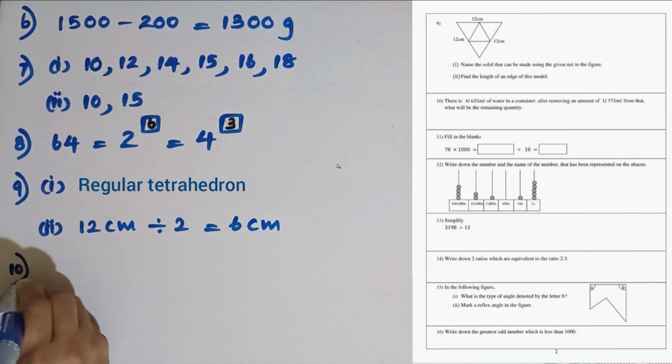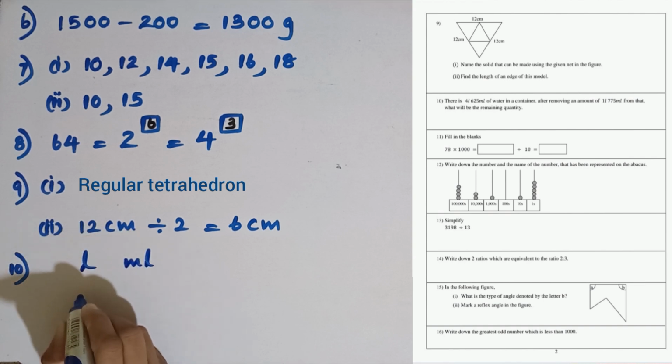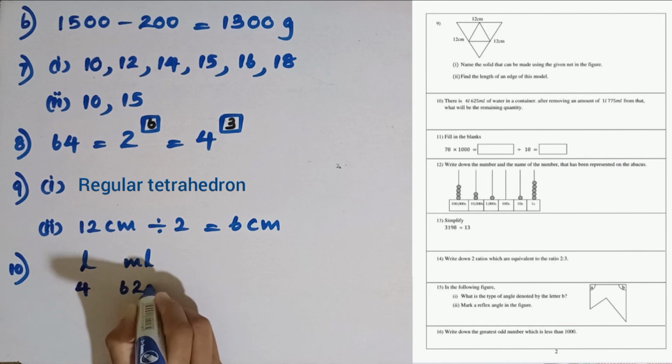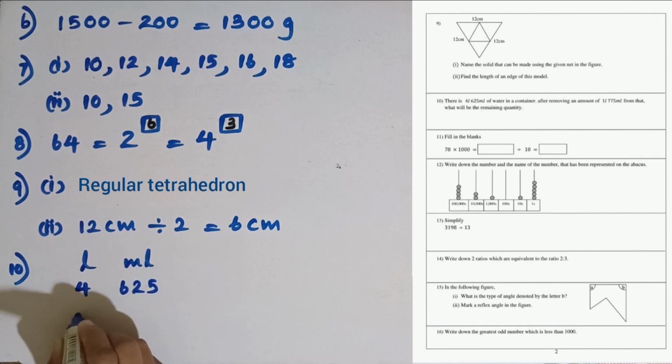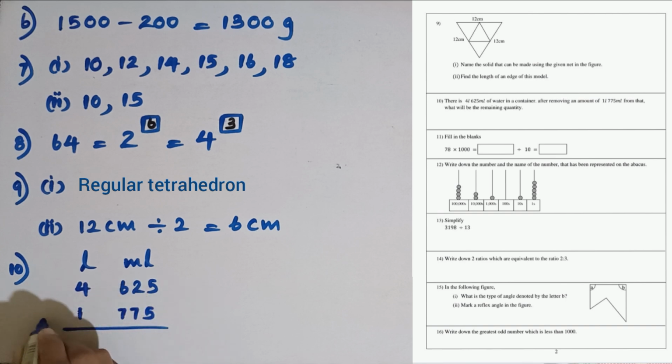Question number 10. There is 4 liter 625 milliliters of water in a container. After removing 1 liter 775 milliliters from that, what will be the remaining quantity? We have to subtract that value. The initial amount is 4 liter 625 milliliters. Then we have to subtract 1 liter 775 milliliters from that. A subtraction.